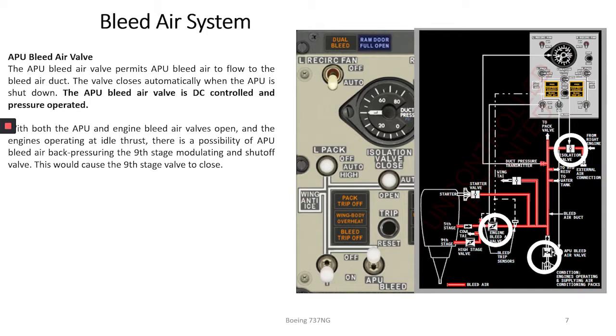With both the APU and engine bleed air valves open, so this one here and this one here, so these switches here on and open, and the engines operating at idle thrust, there is a possibility of APU bleed air back pressuring the ninth stage modulating and shut-off valve. This would cause the ninth stage valve to close.